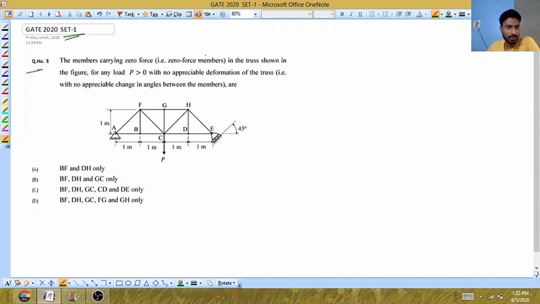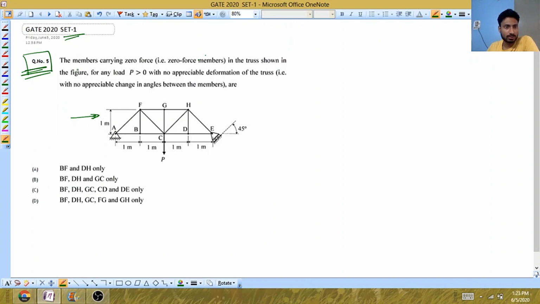In that set, question number 5 is from Engineering Mechanics, and you can see the question. They have given this system. This is basically a truss.